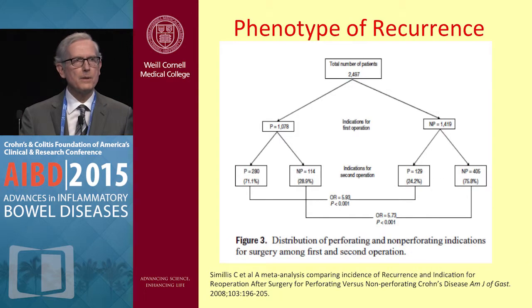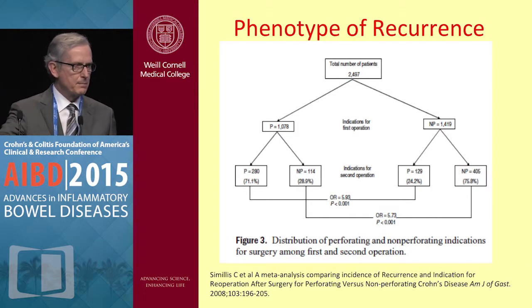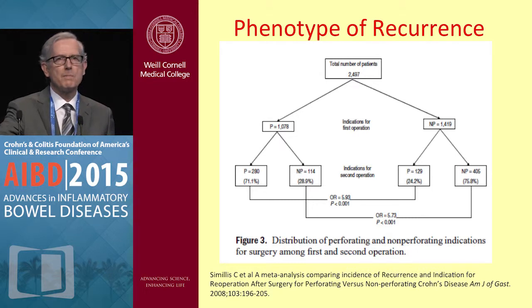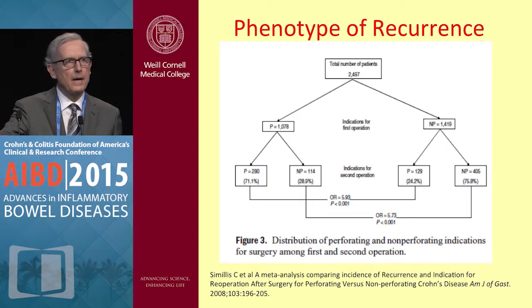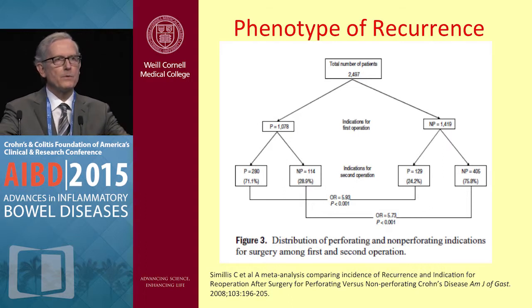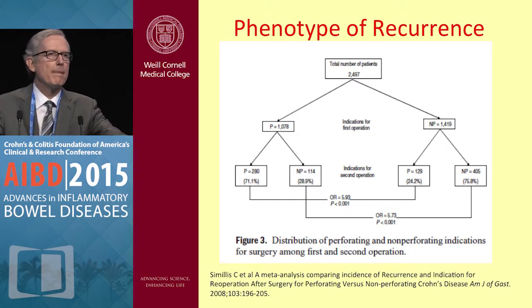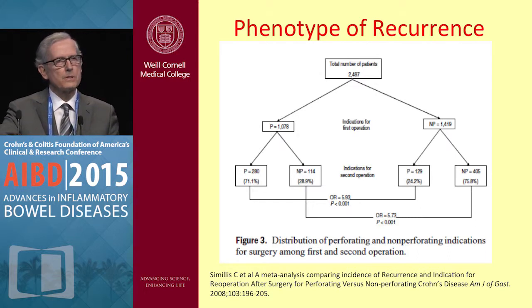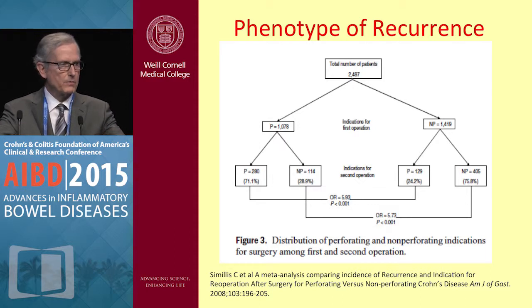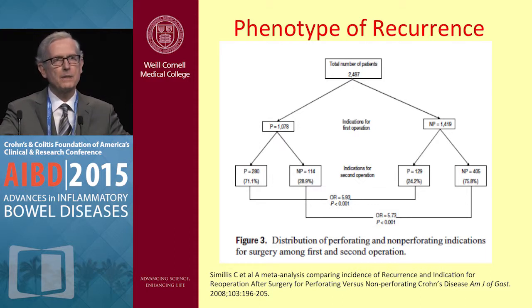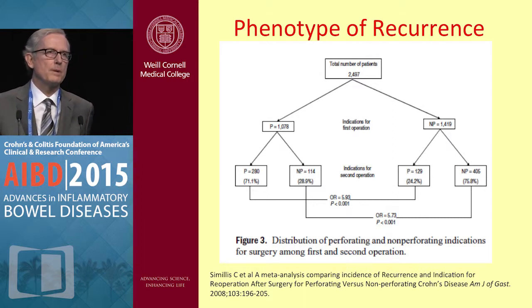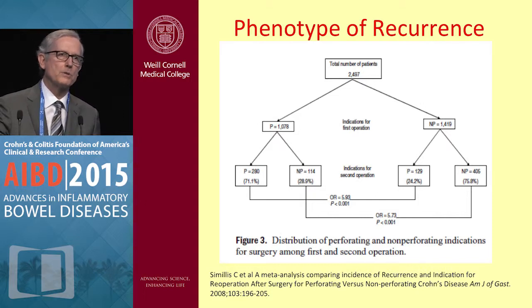And the final paper I want to share with you is the paper by Simillis, published in the American Journal of Gastroenterology in 2008. This was a meta-analysis where Simillis accumulated and collected some 2,500 patients, divided them in 2 major groups of penetrating and non-penetrating phenotype. And the first recurrence in 75% of the penetrating phenotype was a penetrating phenotypic recurrence. And in a non-penetrating group, 75% also had a recurrence, which was non-penetrating.